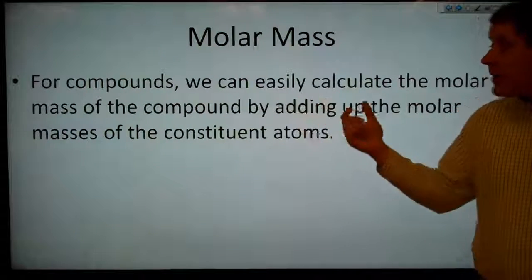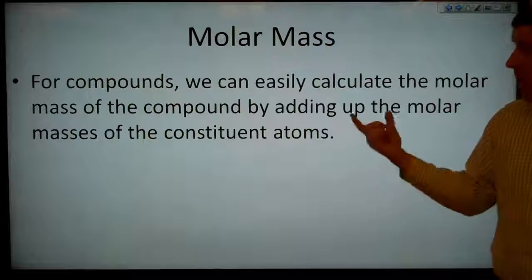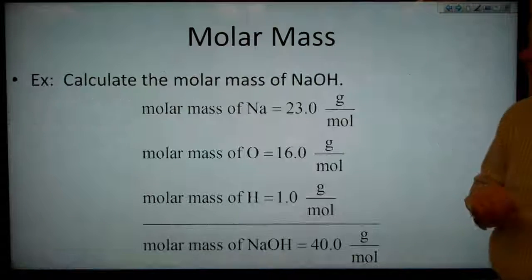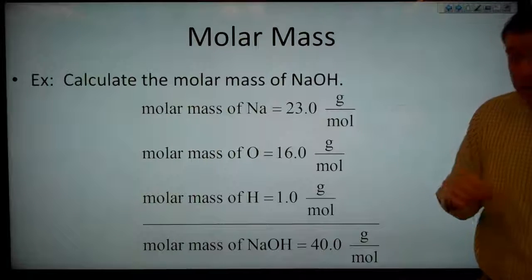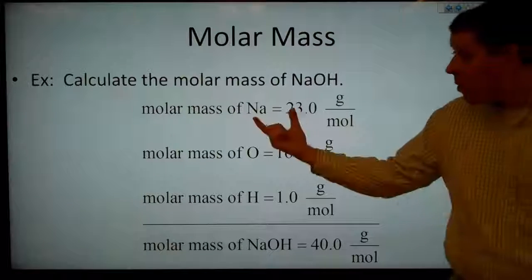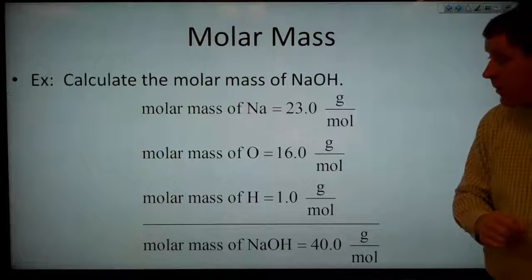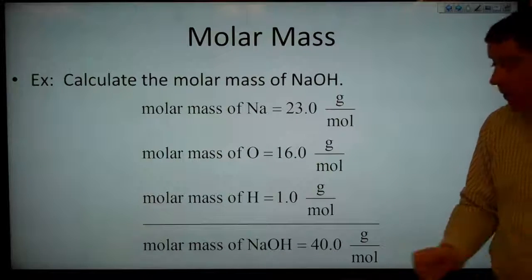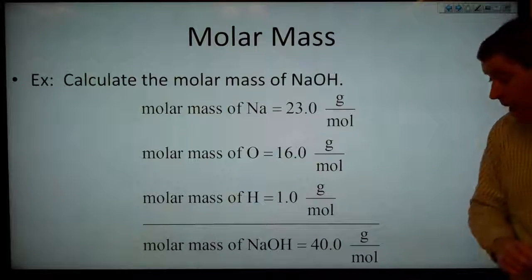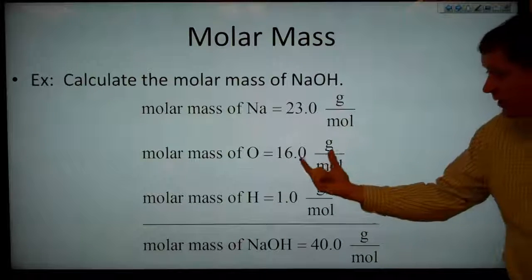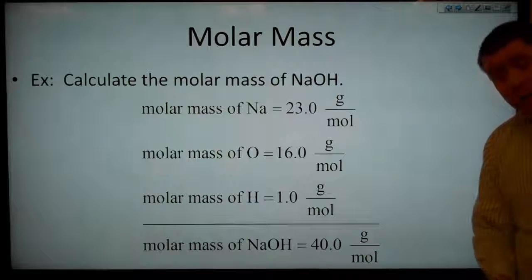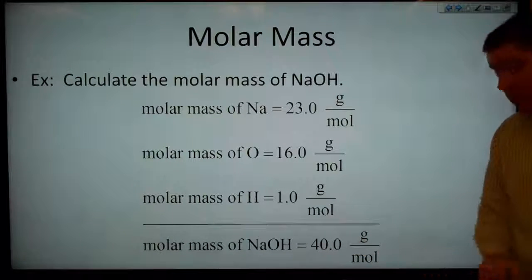For compounds, we can easily calculate the molar mass of the compound by adding up the molar masses of the constituent atoms. For example, to calculate the molar mass of sodium hydroxide, we have the molar mass of sodium, which is 23.0 grams per mole, and the molar mass of oxygen, which is 16.0 grams per mole, and the molar mass of hydrogen, which is 1.0 gram per mole. When we add up 23, 16, and 1, we get 40. The molar mass of sodium hydroxide then is 40 grams per mole.